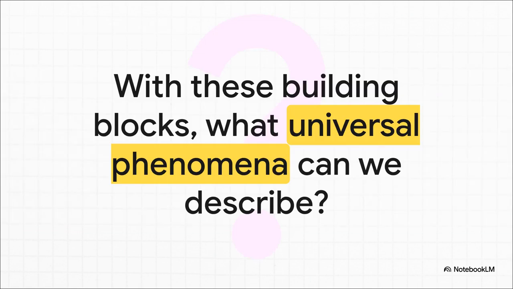And that pretty much brings us to the end. When you step back and think about it, we've basically just learned the alphabet of the universe. So the question I want to leave you with is this. Now that you have these fundamental building blocks, what incredible, complex things about our world can you start to describe just by putting them together?